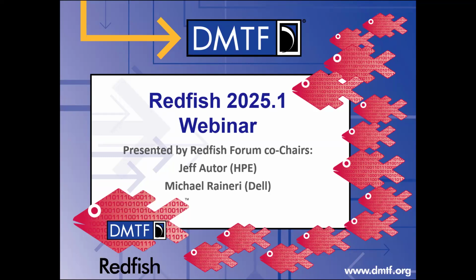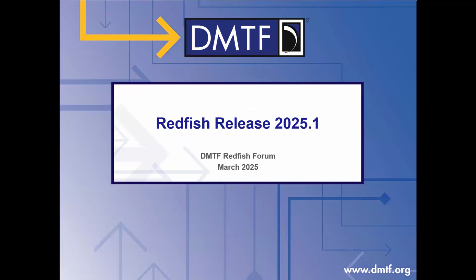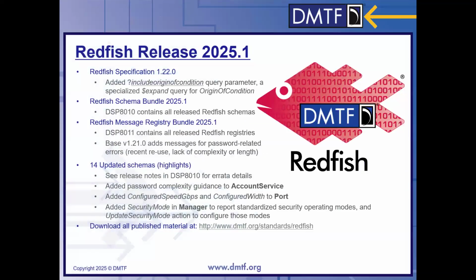All right, so we're going to jump right in to the Redfish release 2025.1, which came out at the end of March. I believe public availability was about 30 days after. So here's the summary of the release. There was a minor revision to the Redfish specification. It added one new feature, a new query parameter, which we will talk about in a minute, called includeOriginofCondition. That was the only addition.